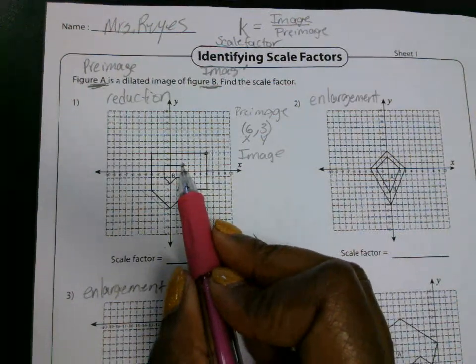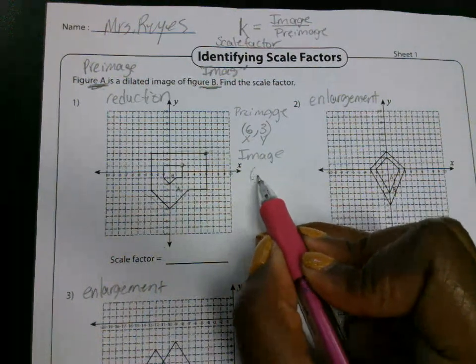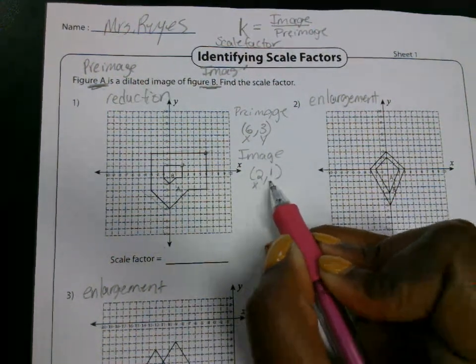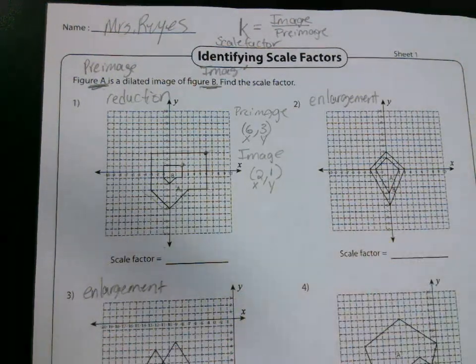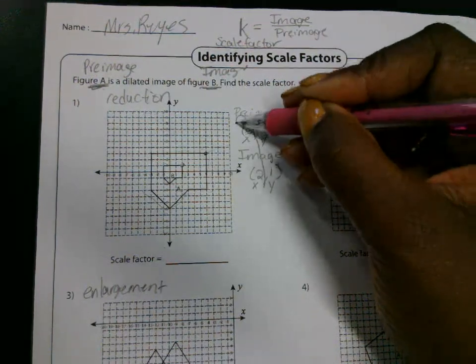Now let's write this ordered pair. We have positive 2, and up 1. This is X, this is Y. Any questions about what I did? All right. So we can choose either X or Y. I'm going to choose the X's, okay?